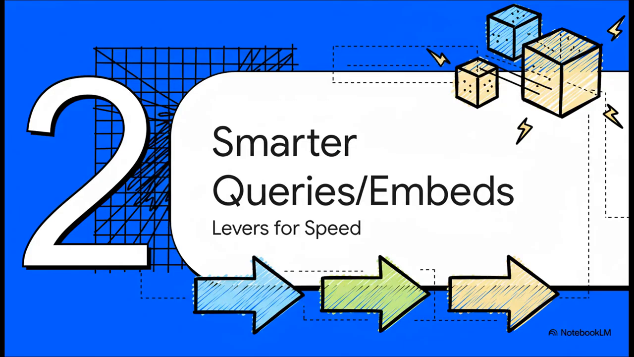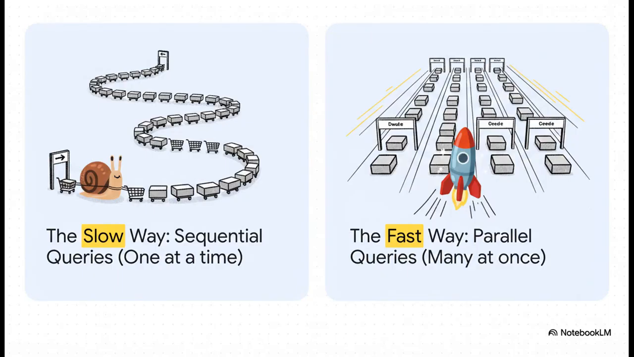Okay, enough with the problems. Let's get to the solutions. This first section is all about smarter queries and embeddings. I want you to think of these as the big red levers you can pull for an instant speed boost. Seriously. So the first big mental shift is this: stop doing things one at a time.